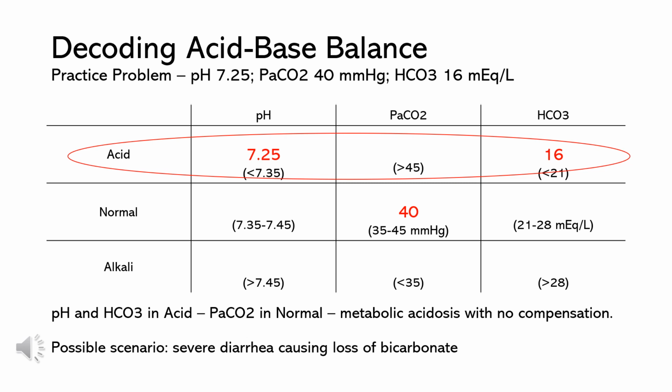Our pH at 7.25 is less than 7.35, so that's an acid. Our PaCO2 at 40, well, that's normal. And our bicarb at 16 is less than 21, so that is also acid. So what we have here, with pH and bicarb in acid and PaCO2 normal, is metabolic acidosis with no compensation. A possible scenario for this would be severe diarrhea causing a loss of bicarbonate.